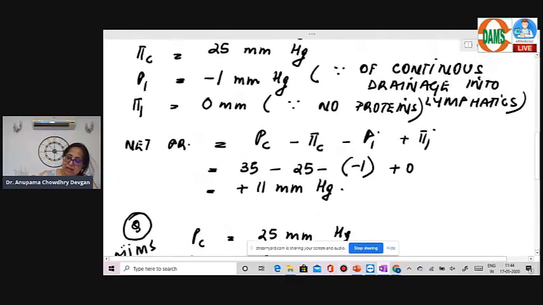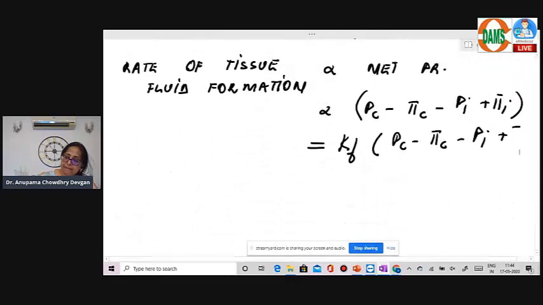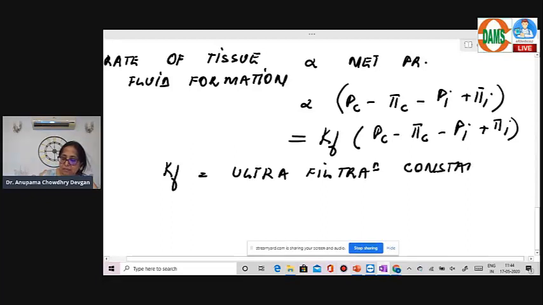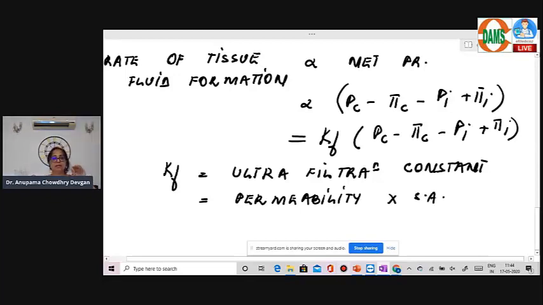And what is Kf? Kf is your ultrafiltration constant. This is the ultrafiltration constant, and this is permeability into surface area. What is Kf? This is permeability into surface area.